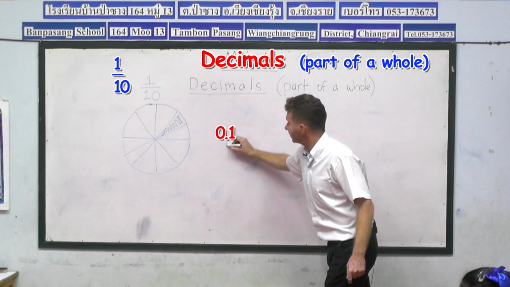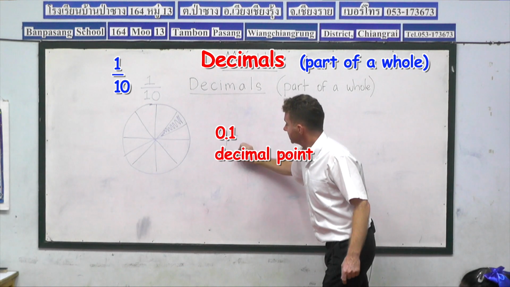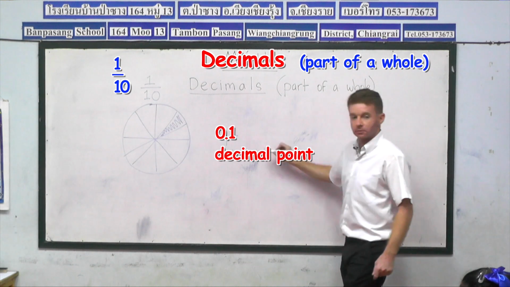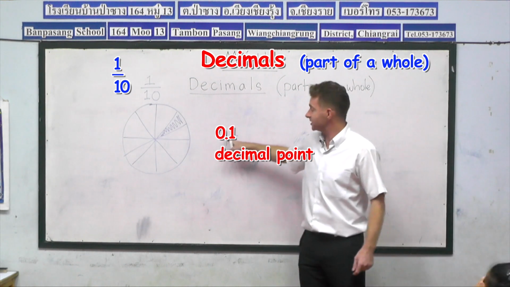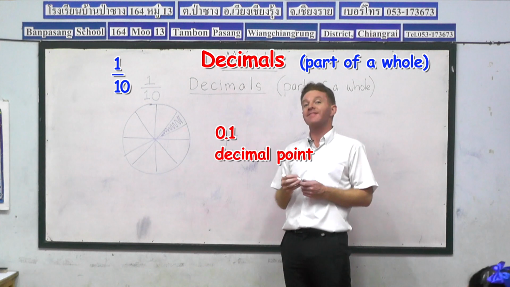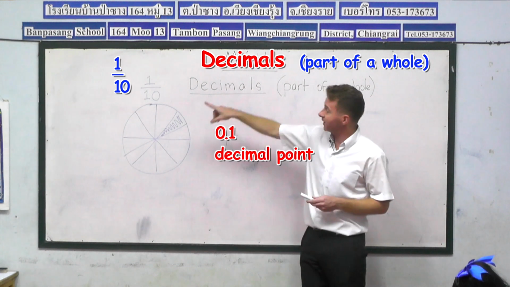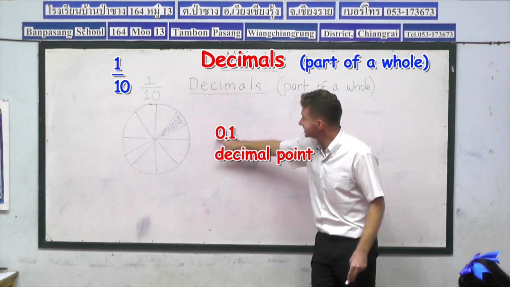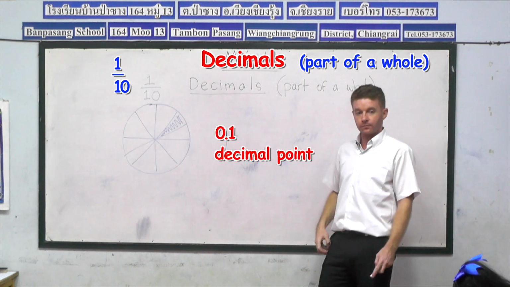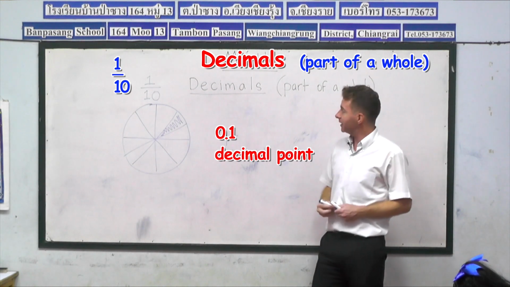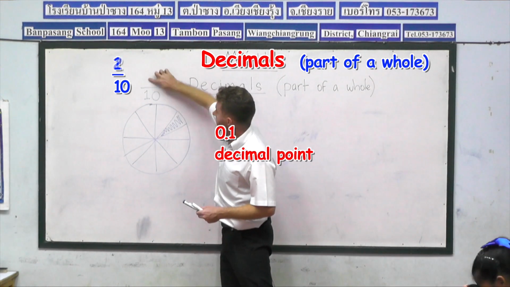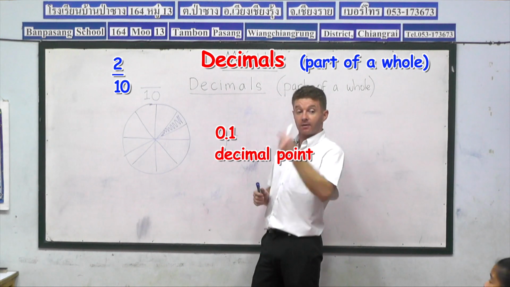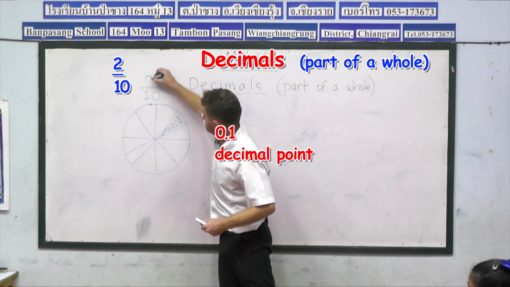Decimal, this is called a decimal point. Okay? When we use this symbol in math, it's what we call a decimal point. So you can see how 1 over 10 is represented as a decimal, 0.1. Now let's do it one stage further. Let's go from 1 over 10. Let's go to, what's the next highest number? 1, 2. Let's do 2 over 10.